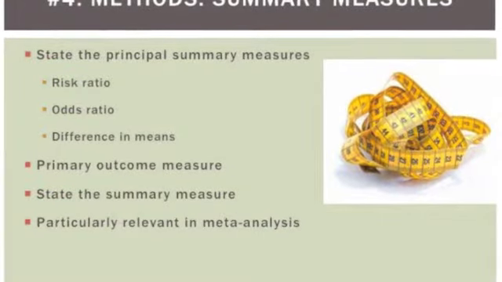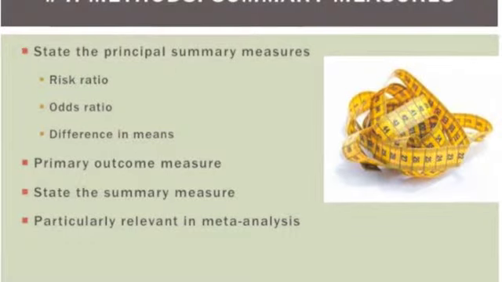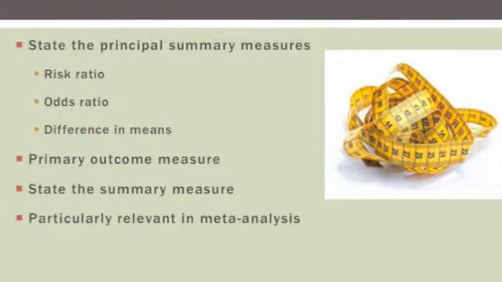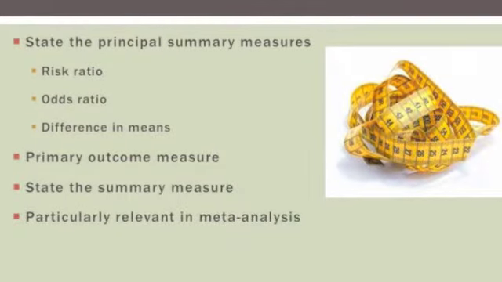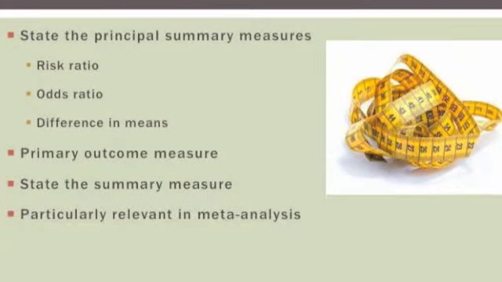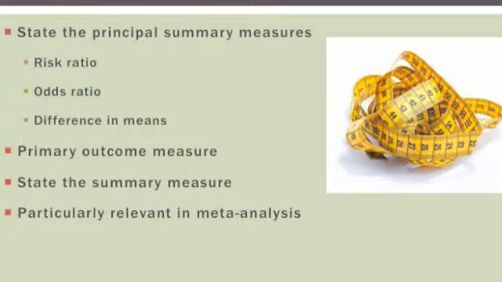What is the main summary measure? State the principal summary measures. Was risk ratio used, odds ratio, difference in means? Again, you're looking at the primary outcome measure. State that summary measure. This is particularly relevant in meta-analysis.